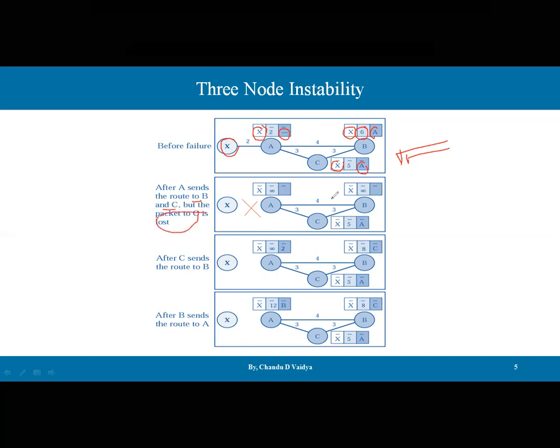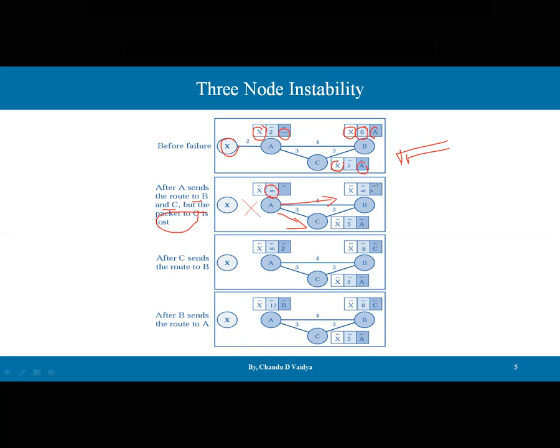Let's say A is sending to here, and A is also sending here. But what happened? A's packet was received by B, but A's packet was not received by C because of some kind of delay, or let's say some kind of loss of message. Okay, so A is maintaining his infinity, that I have a broken path from X to A.